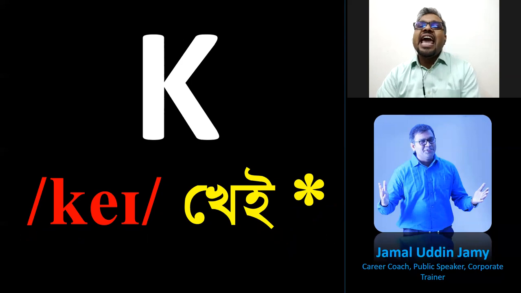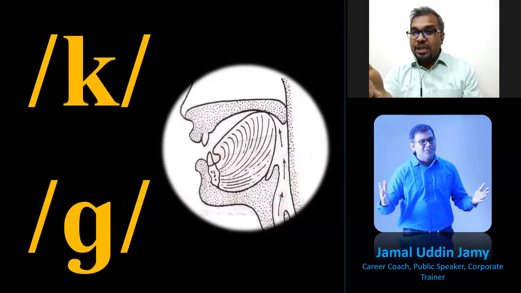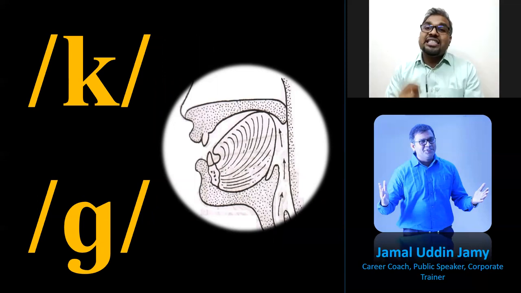Next one, K. The back part of your tongue will touch your soft palate. K, like my name is Khan. See that picture, the place of articulation over there? The back part of your tongue is touching the soft palate. If you touch that palate, you'll feel that it's soft.